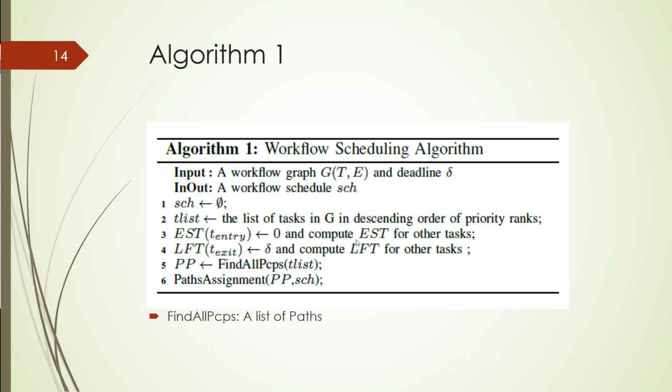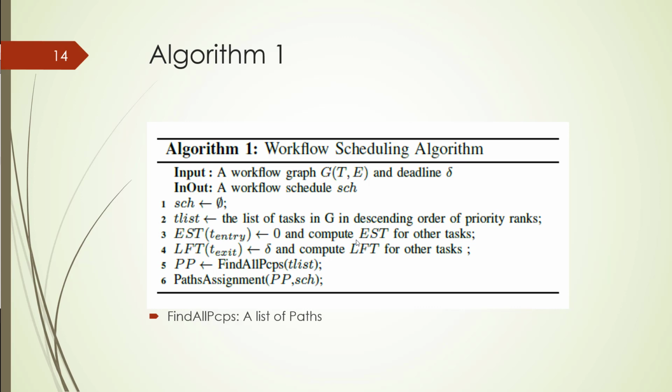Okay, so now we are ready to give our first algorithm. We call it the workflow scheduling algorithm. The input of the workflow scheduling algorithm is the graph G, which contains T and E, the tasks and the edges, and the deadline sigma. The output of this algorithm will be a schedule. At first the schedule set is null.